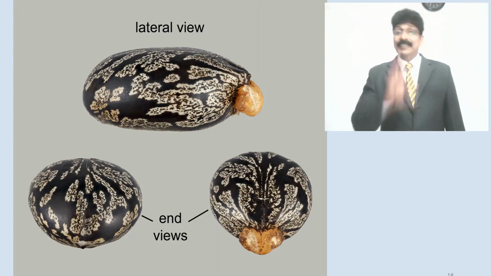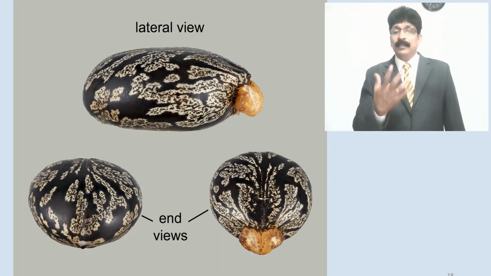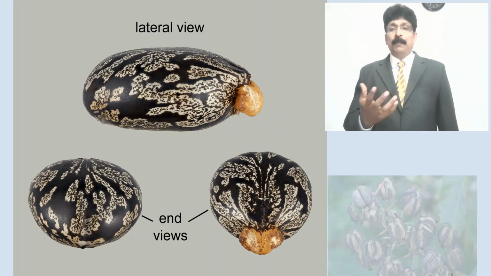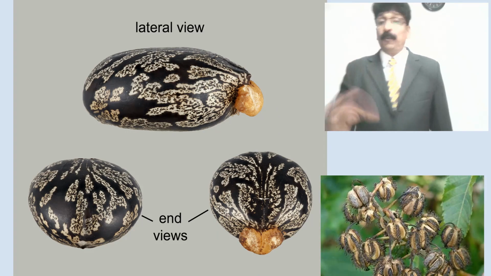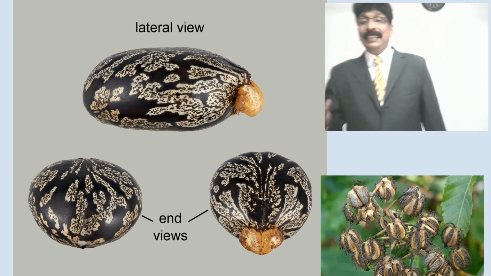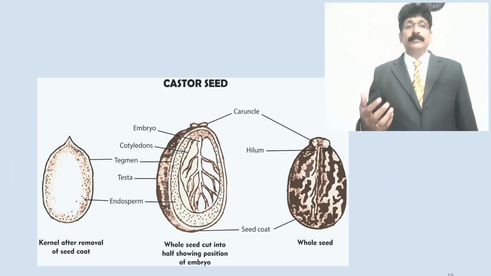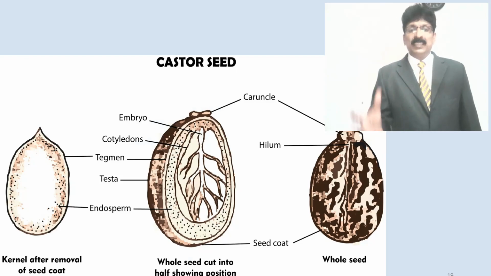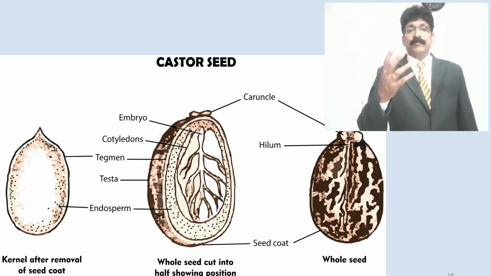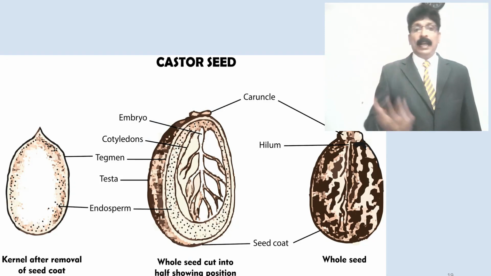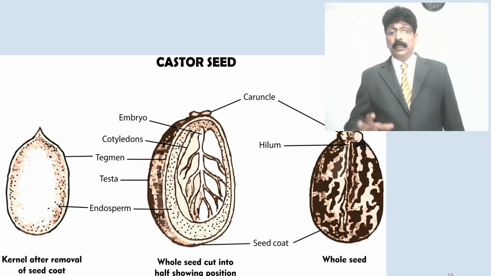This is the seed. How beautiful, covered with a design, the seed coat. You can see the picture. And this is the fruit, dehiscent, with the seed ready for collection. And this is the structure of the whole seed. When it is cut, you can see the embryo, cotyledons, tegmen, testa and endosperm, and the design of the whole seed, the hilum and the seed coat.